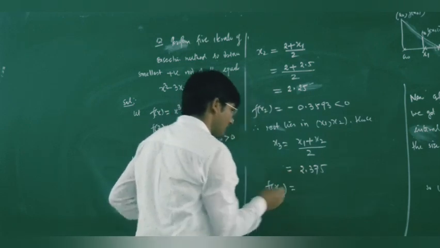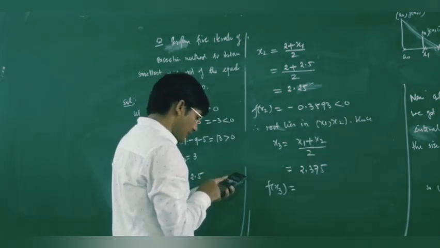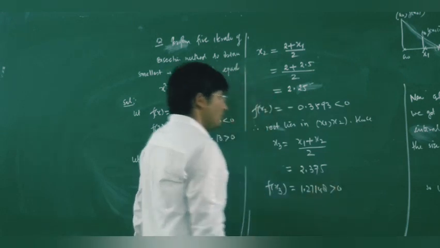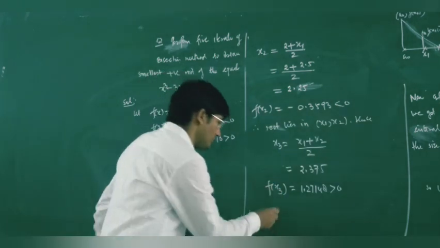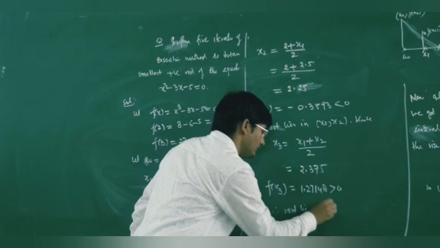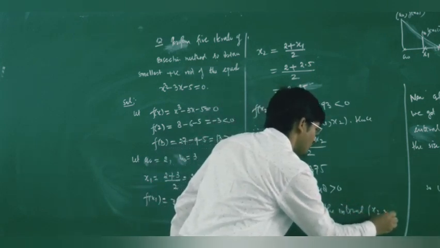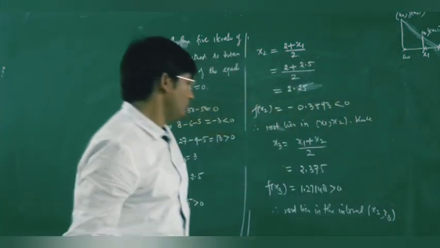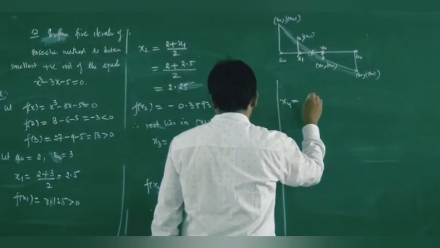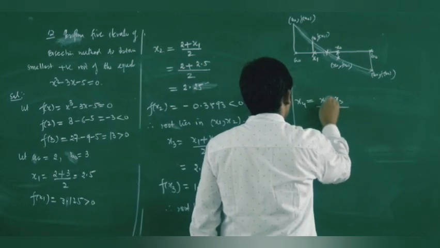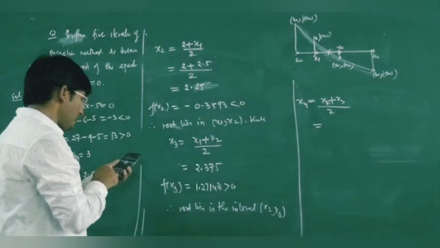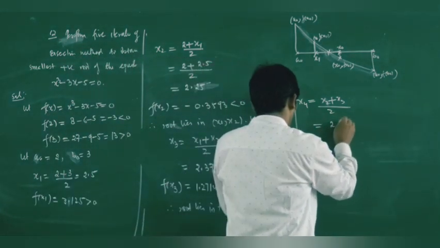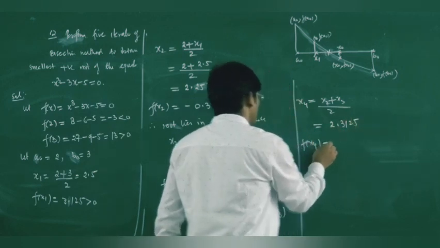Now again let's guess the value of the function at this point. The value of the function at this point is equal to 1.27148. So the value of the function is positive. So we can say that our root lies between x2 and x3. Therefore, the root lies in the interval x2 comma x3. Hence our x4 is equal to x2 plus x3 divided by 2, and x2 was 2.25, x3 is equal to 2.375, so divided by 2 will give you 2.3125.